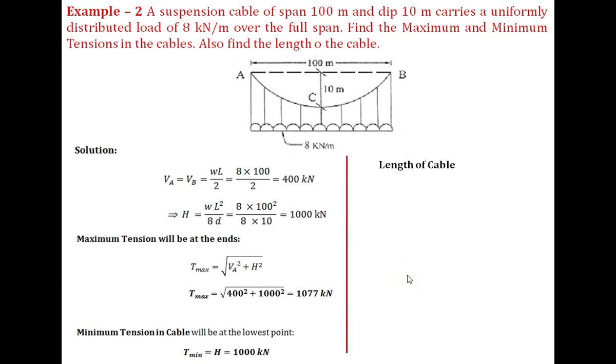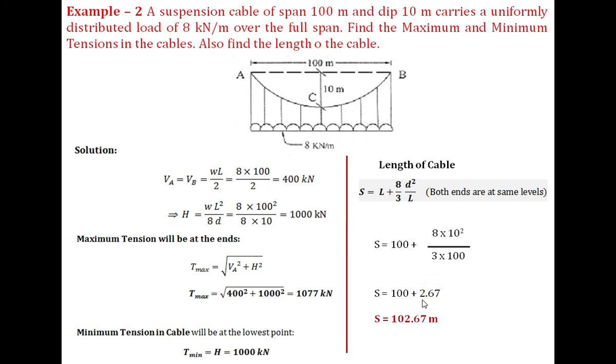When you want to find the length of cable for both ends at the same level, it is given by L plus 8 by 3 D square by L. L is 100 plus 8 by 3 D square by L, D is the dip, that is 10 square, and L is 100. So it's basically 100 plus 2.67. So 102.67 meter is the length of the cable.